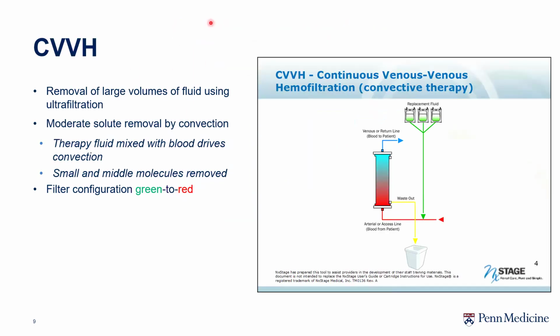So continue with CVVH. This is the removal of large volumes of fluid using ultrafiltration. Now, ultrafiltration can also be used in CVVHD, but again, that was more to remove the particles, where this is more to remove that fluid. So you will want to actually replace some of the fluid, because if you're removing all the fluid from the patient, they might be hemodynamically unstable. And that's where the small and middle molecules are removed. And this is green to red, unlike CVVHD, which was green to green.